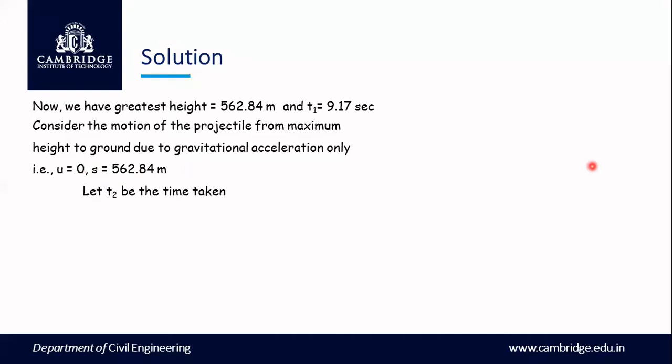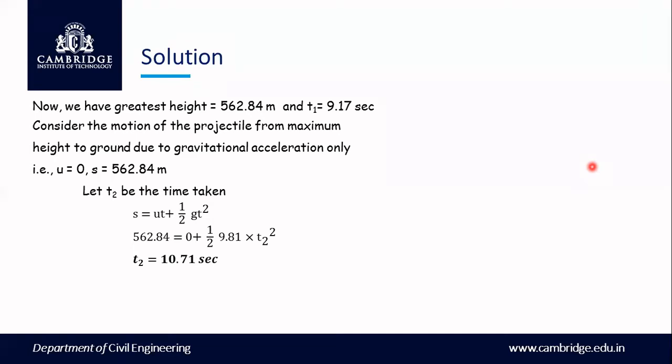Let T2 be the time taken. So we can consider the equation of motion, that is S = ut + (1/2)gt² in the vertical direction. We know the value of S, u is 0, g you know. You can find out t. Here t we will call it t2, since we are calculating for the next half of the problem. When we further solve, we'll get t2 as 10.71 seconds.